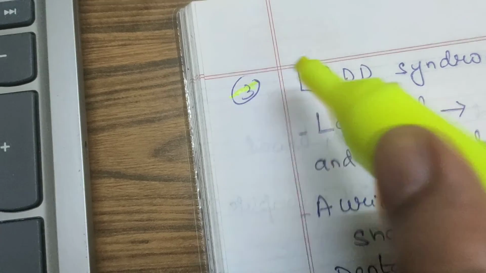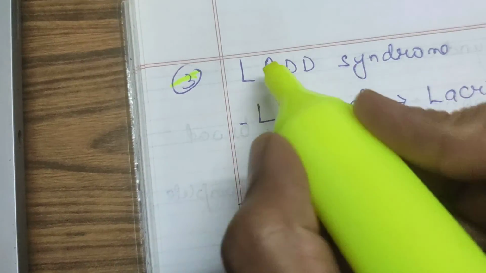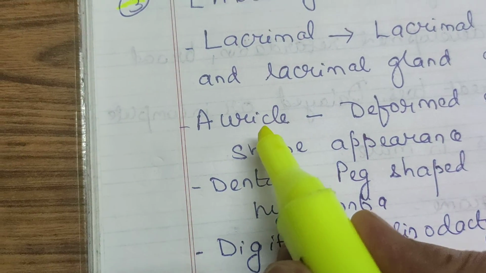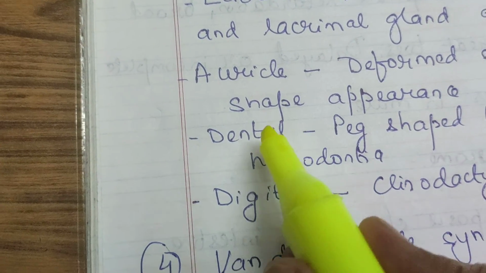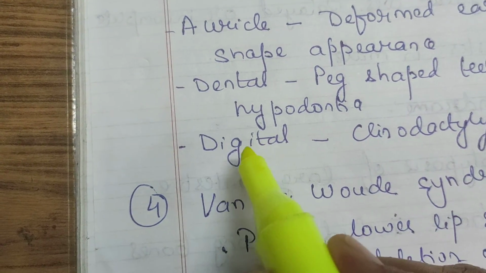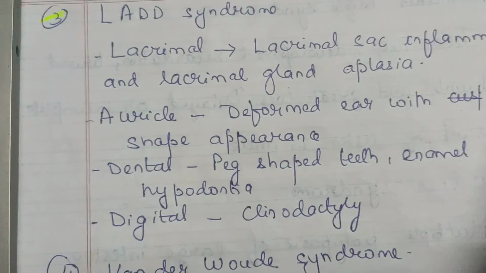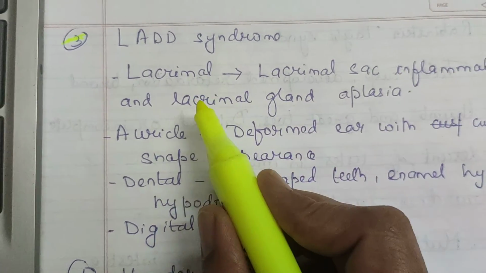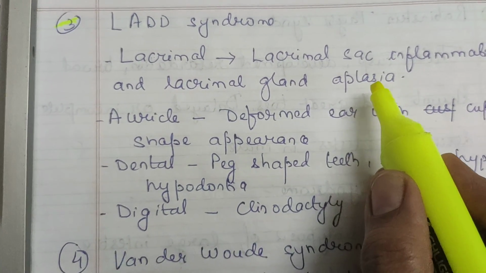Third one is LADD, the LADD syndrome. L stands for lacrimal, A stands for auricle, D for dental, and another D for digital. So what happened in lacrimal? In lacrimal, sac inflammation and lacrimal gland aplasia is seen.